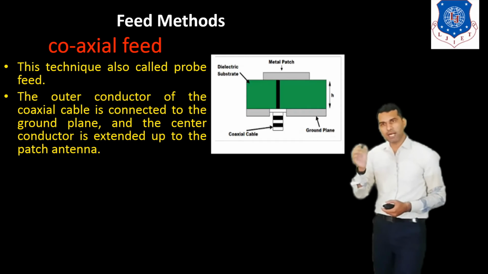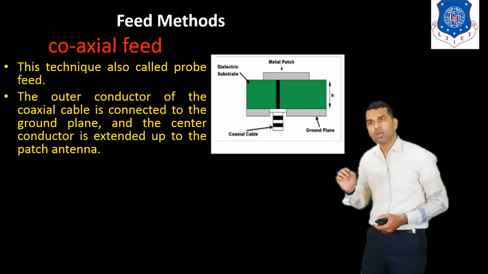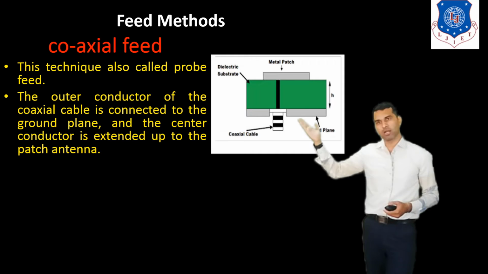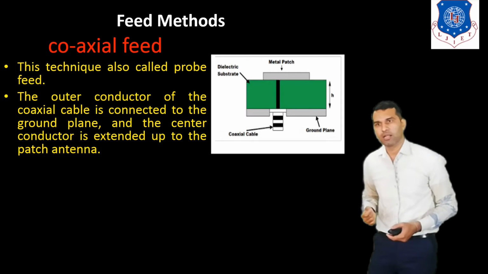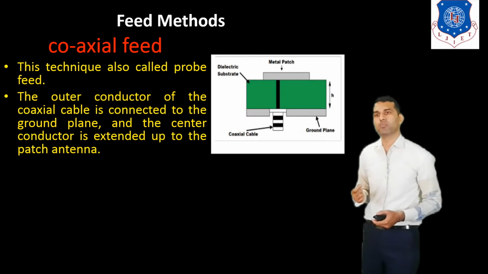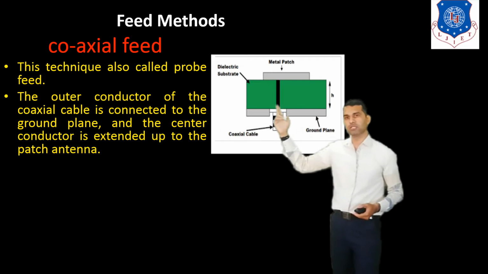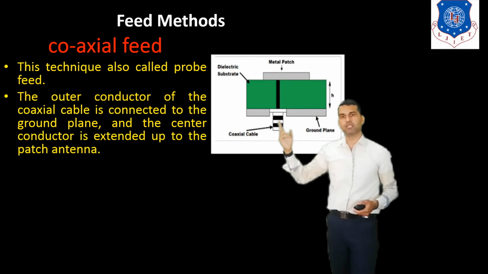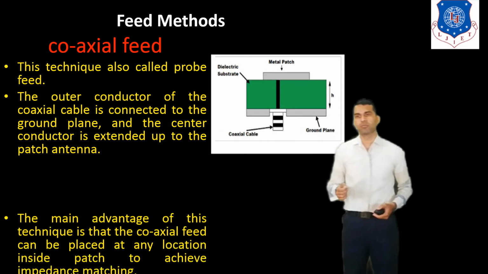The outer conductor of the coaxial cable is connected to the ground plane. So here in this figure we can see the outer conductor is connected with the ground plane, and the center conductor is extended up to the patch antenna. In the black line we can see this is the center conductor, extended up to the patch, and this outer conductor is connected with the ground plane.